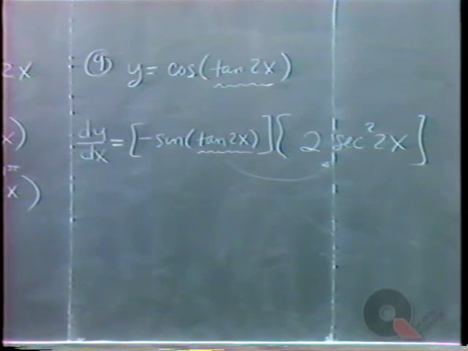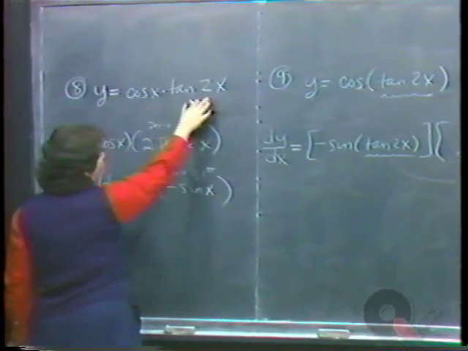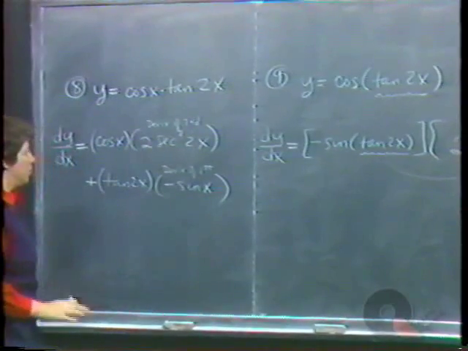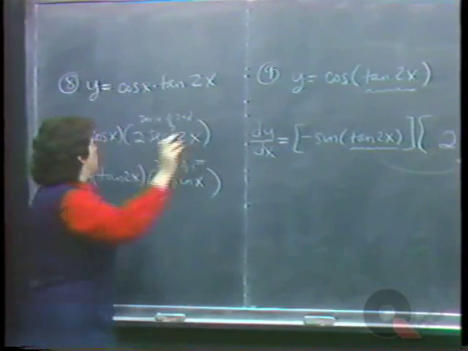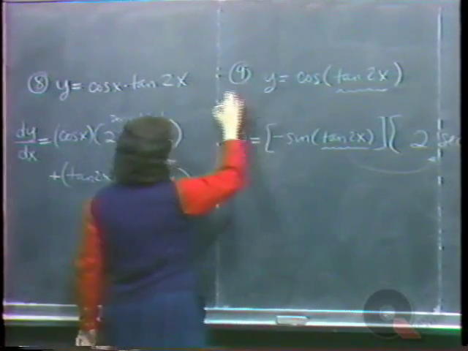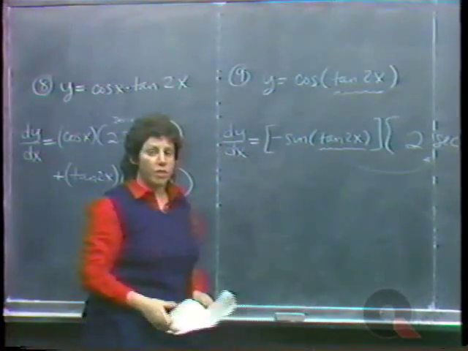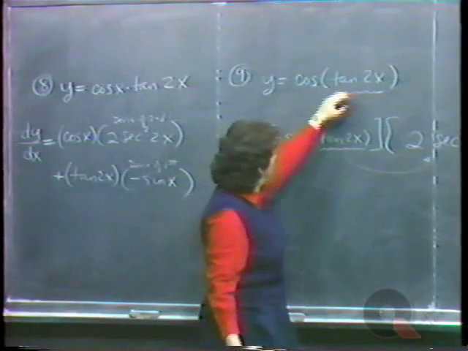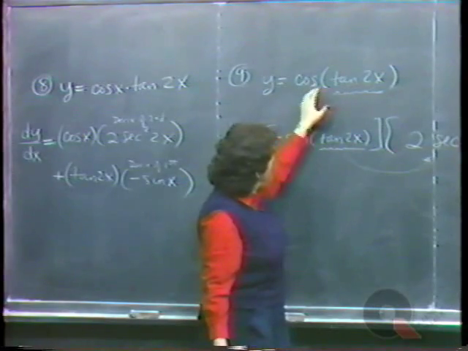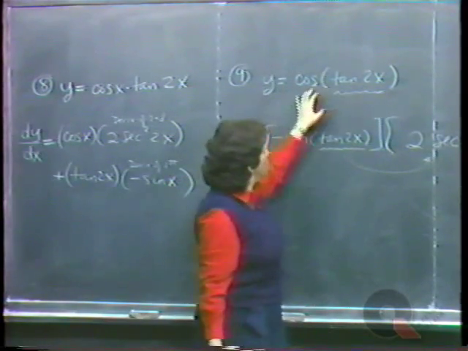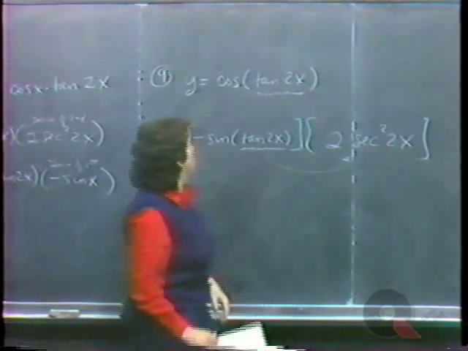Okay, so let's look at these two problems again. We have here a product, cosine x times tan 2x. This has to be done by the product rule. First times the derivative of the second plus the second times the derivative of the first. This looks very similar, the next problem, but it's not a product. It's cosine of something. Cosine cannot stand alone. None of the trig functions can stand alone. They have to be followed by some function. Cosine of something. Okay, so since there's nothing else, this must be the f of x. This is y equals cosine f of x. The derivative is minus sine of f of x times the derivative of f of x.